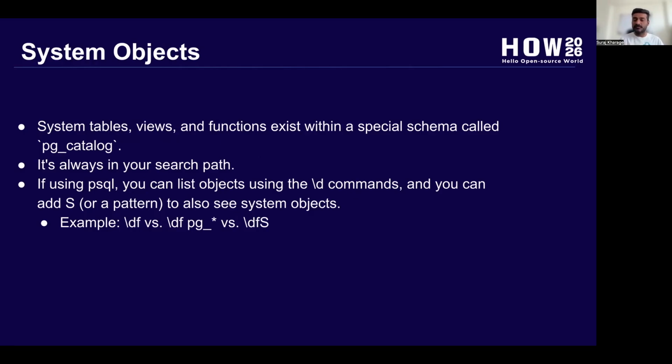You can list the system objects using psql meta commands. For example, to list the functions, we can use the \df command of psql. And if you want to list system functions, then you just need to add a capital S to the meta command. That is \dfS will show you the system functions. Alternately, you can also use a pattern, \df pg_*, that will list all the objects that start with pg_. Most of the catalog objects start with pg_.